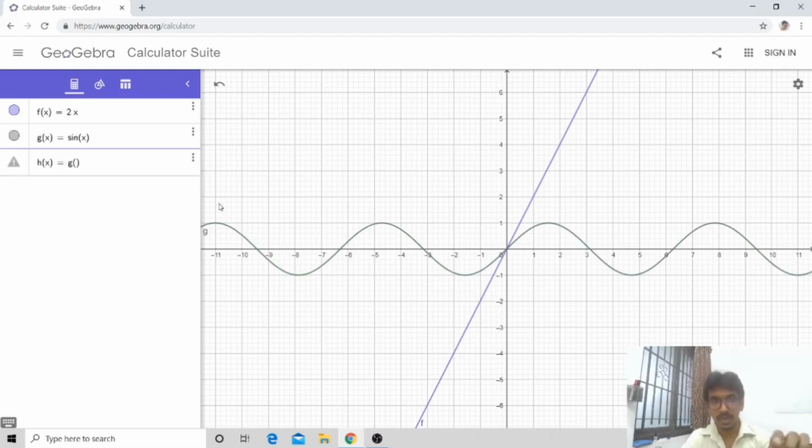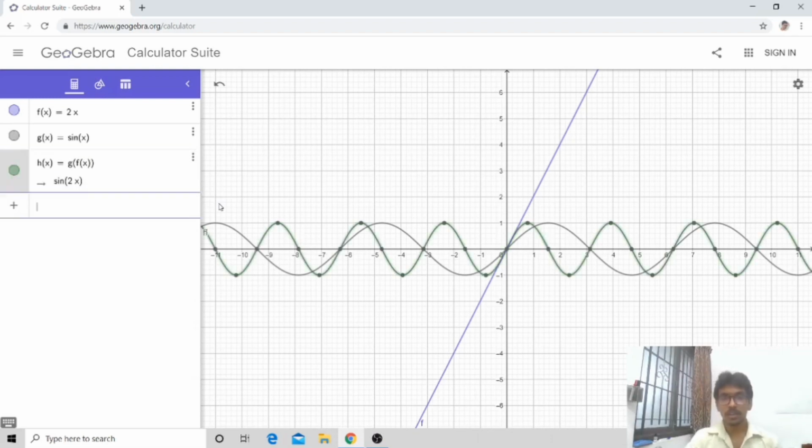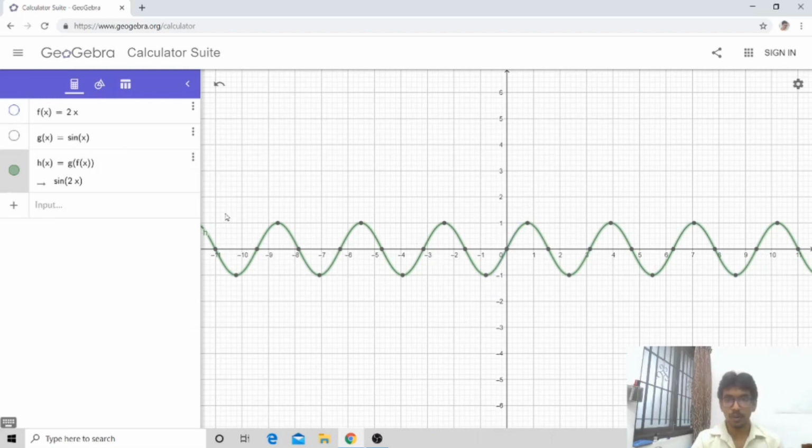So what did I say? I am inputting f to g. Here you are able to see these things. I'll show you what exactly this is. This is the composition of those two functions. And in the comment section, you are able to see that g of f of x is sine of 2x. In the place of x in g of x, we have to substitute f of x. That is how the composition works.